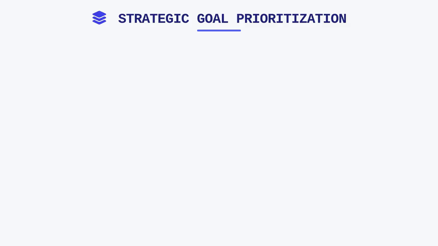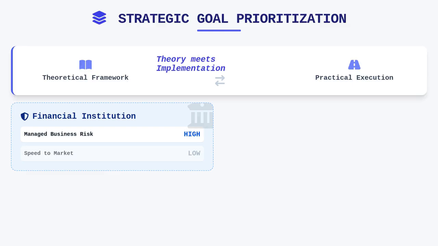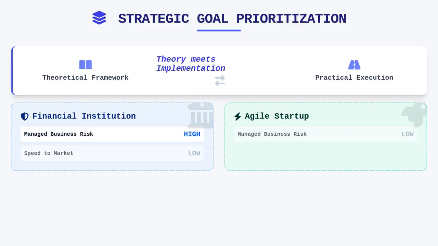Prioritizing these goals during the system design phase is where the theory truly meets the pavement of implementation. Each enterprise will have a different weighting for these goals based on its unique context, industry regulations, and risk appetite. A highly regulated financial institution will inherently weight managed business risk far higher than an agile startup focusing on speed to market.